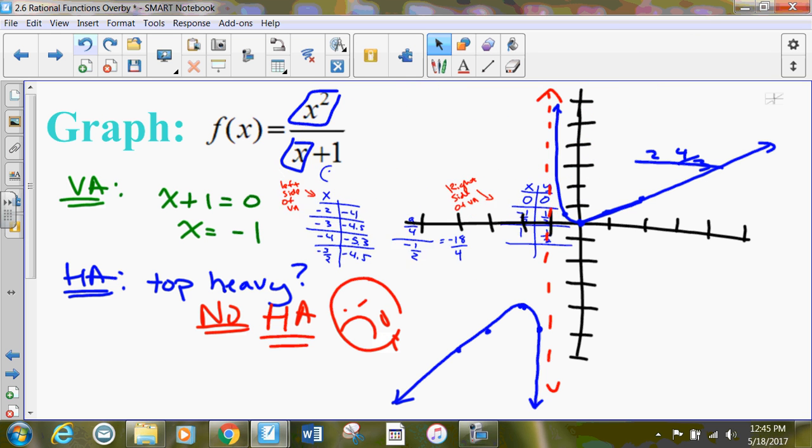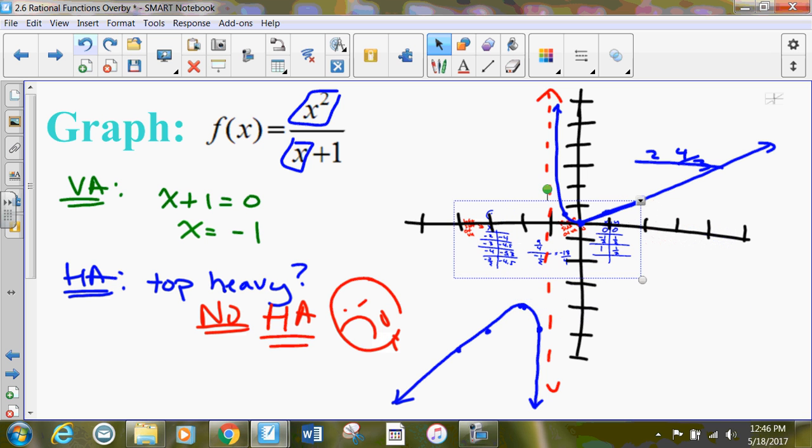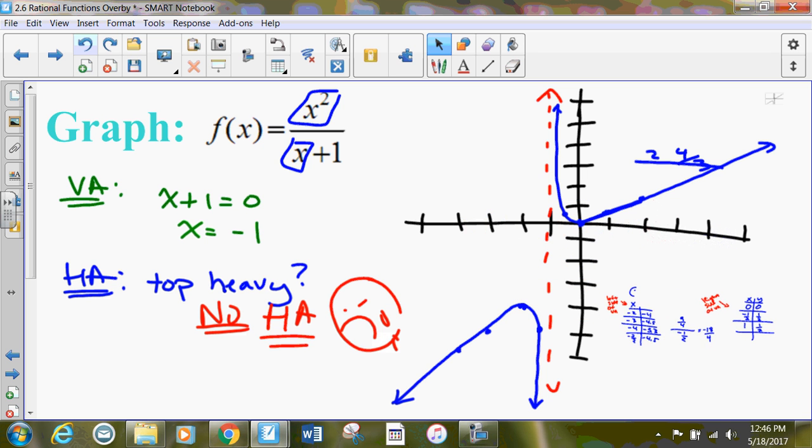I'm hoping that you can pause. Let's get the table in a place where we can see it. I'm hoping that you guys can pause and see that I made my table. I made 2 tables, one for the left side of the vertical asymptote, and one to the right side of the vertical asymptote. And it's not pretty, and I'll tell you why it's not pretty. Let's move this down here.